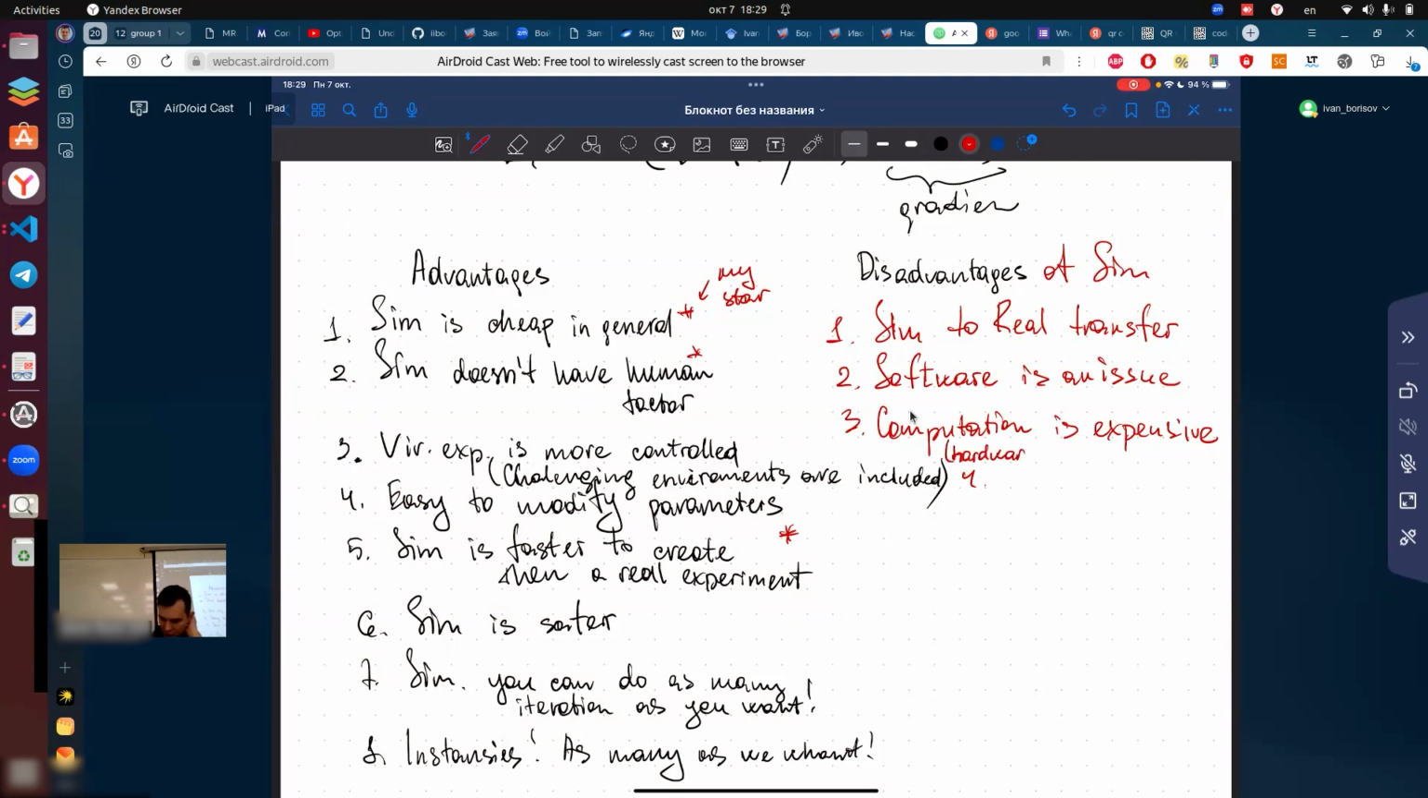Sometimes it's hard to model every uncertainty in real life, so it makes your model not very good for your application. It's not a precise model. Yes, exactly. A model is always a model, not reality.